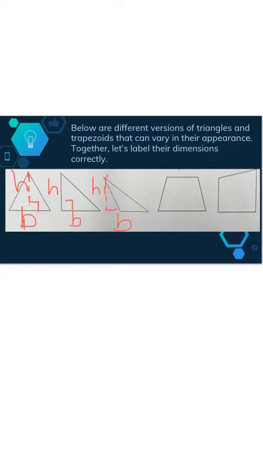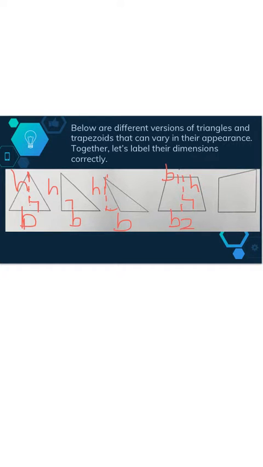In this trapezoid, you're going to have two bases. On the top, you'll have base 1, so we'll label it B1, and you'll have a base 2, and we'll label that B2. Then you need to draw a dotted line to make a right angle, and that dotted line will be the height.